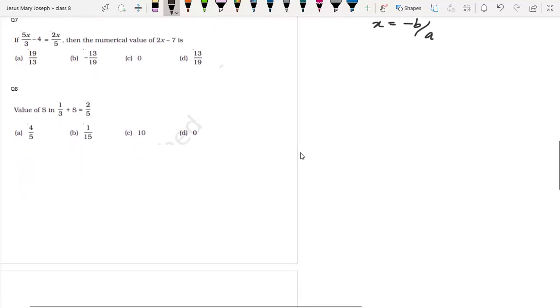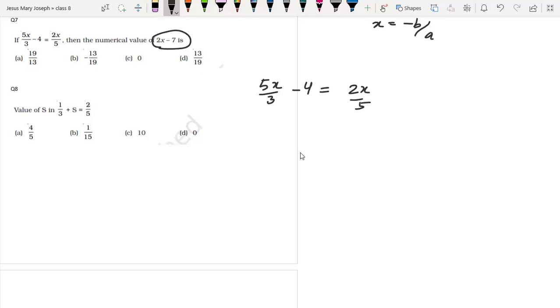Question number 7. If 5x upon 3 minus 4 is equal to 2x upon 5, then the numerical value of 2x minus 7 is. Before finding this, we need to find the value of x using this equation. Very simple. 5x upon 3 minus 2x upon 5. I have taken this 2x upon 5 to the left hand side and this minus 4 to the right hand side. It becomes plus 4.